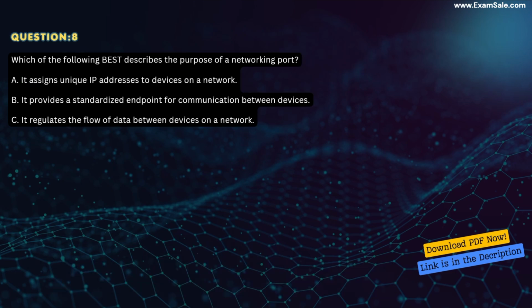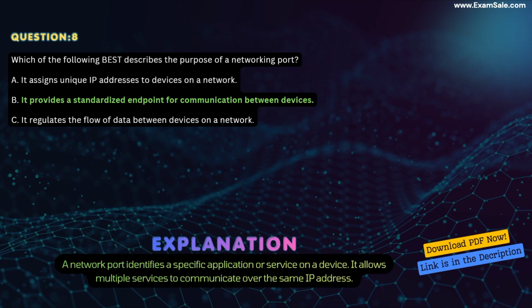Question 8. Which of the following best describes the purpose of a networking port? A. It assigns unique IP addresses to devices on a network. B. It provides a standardized endpoint for communication between devices. C. It regulates the flow of data between devices on a network. Correct answer: B. Explanation: A network port identifies a specific application or service on a device. It allows multiple services to communicate over the same IP address.